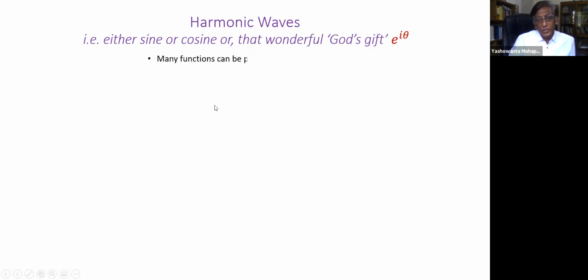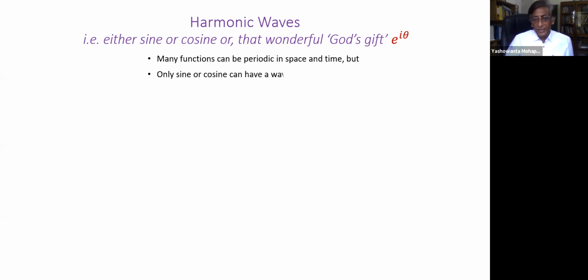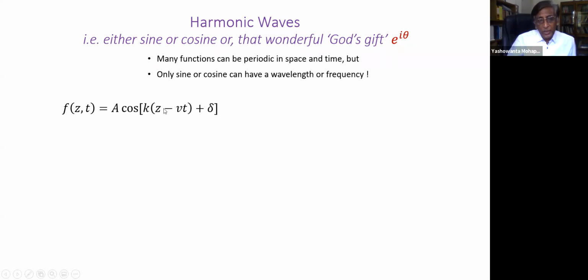So many functions can be periodic, both in space and time, but only sine or cosine, and hence e to the i theta, can have a wavelength in space and a frequency in time. So sine and cosine are the only true waves. Sine, cosine, and their combination, let's say e to the i theta, is the only pure wave. We can associate a lambda and omega with these waves, but typically we don't.